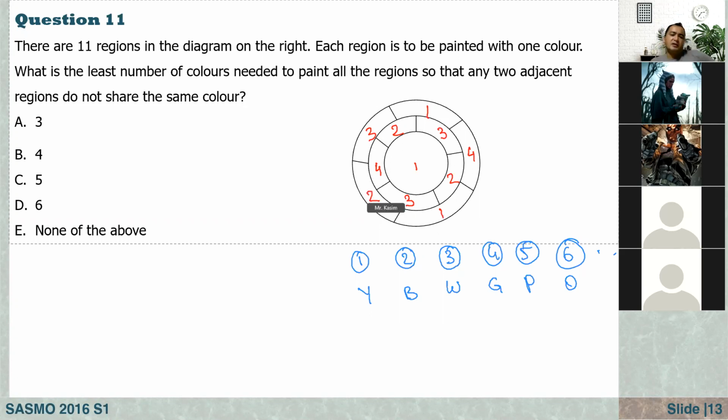So minimum how many? Actually, 3 will not be enough. As you see, we can use a minimum of 4 different colors to color all of these regions.